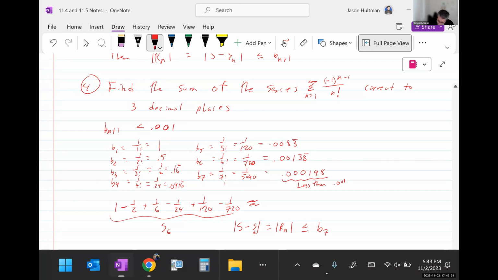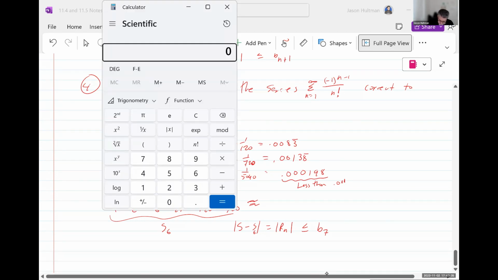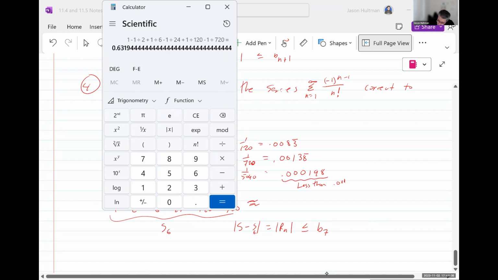Let's bring up the calculator real quick. Okay, so we want 1 minus 1 divided by 2 plus 1 divided by 6 minus 1 divided by 24 plus 1 divided by 120 minus 1 divided by 720. And I'm getting 0.632.